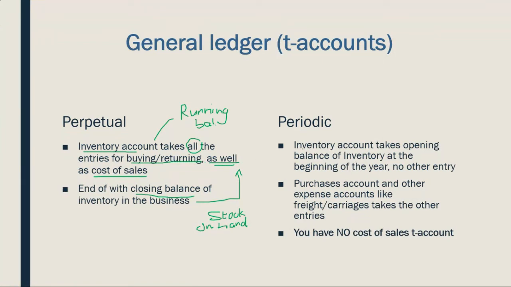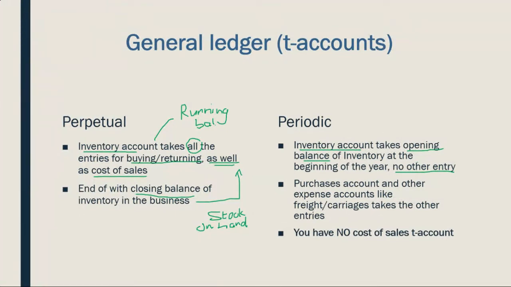Under the periodic, however, we also have an inventory account, but it only shows the opening balance of inventory at the beginning of the year. And then we've got no other entry for that periodic inventory system. So we only show the opening balance, and then we show no movement until we update the balance at year end when we do a physical stock take.